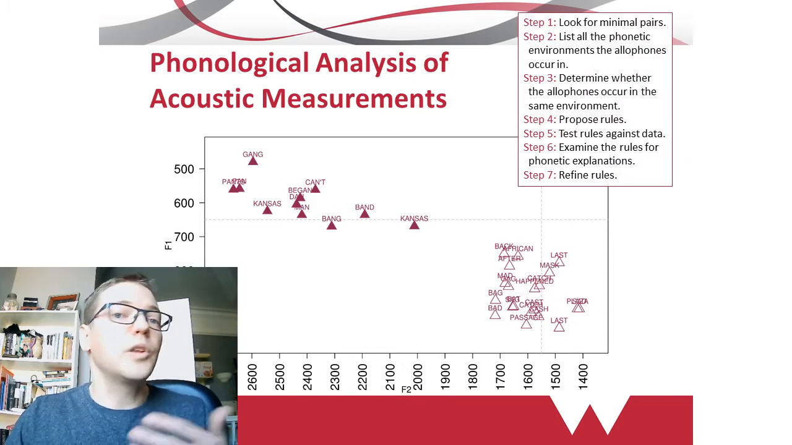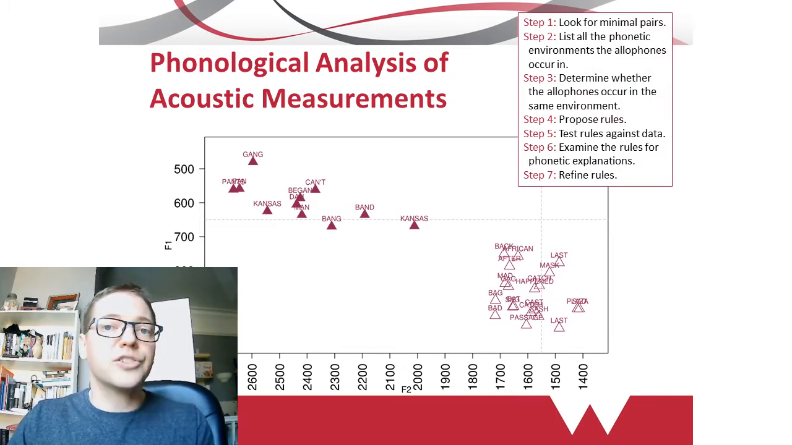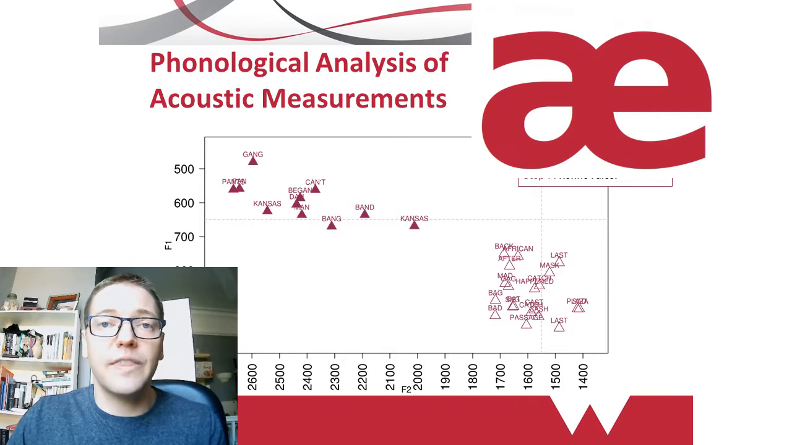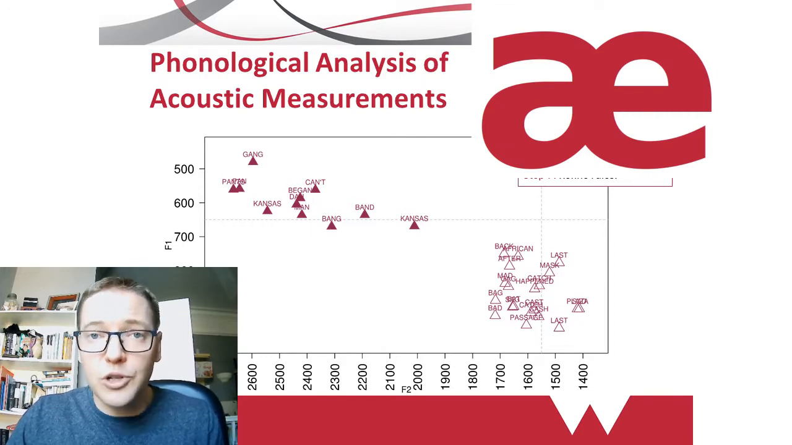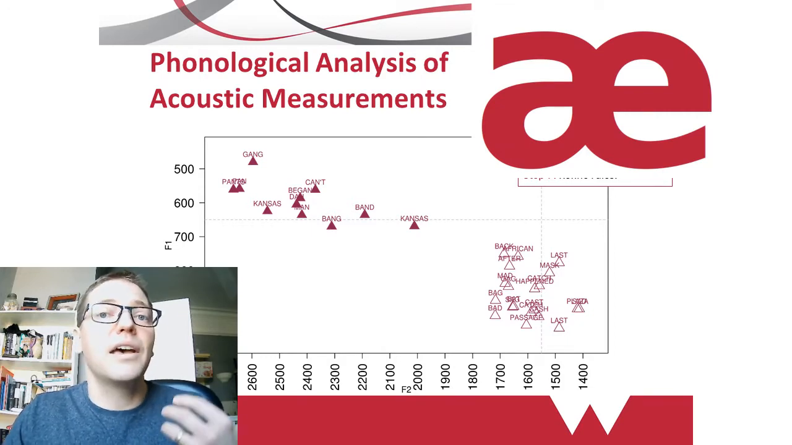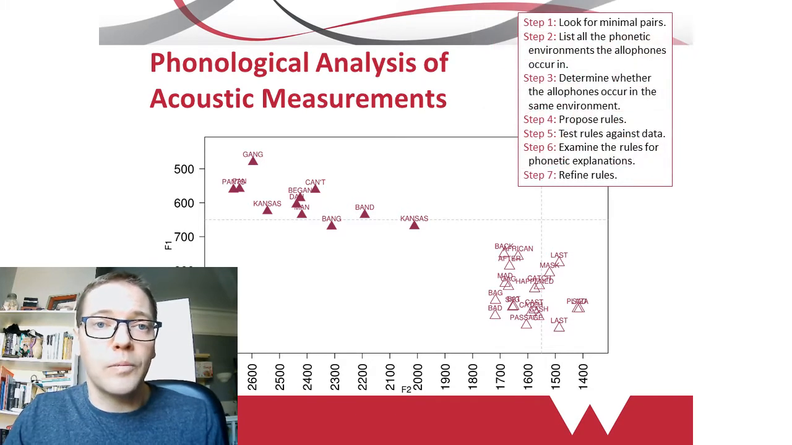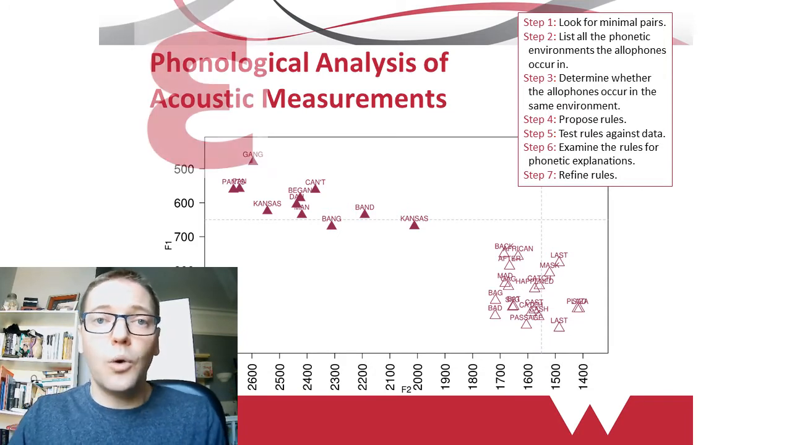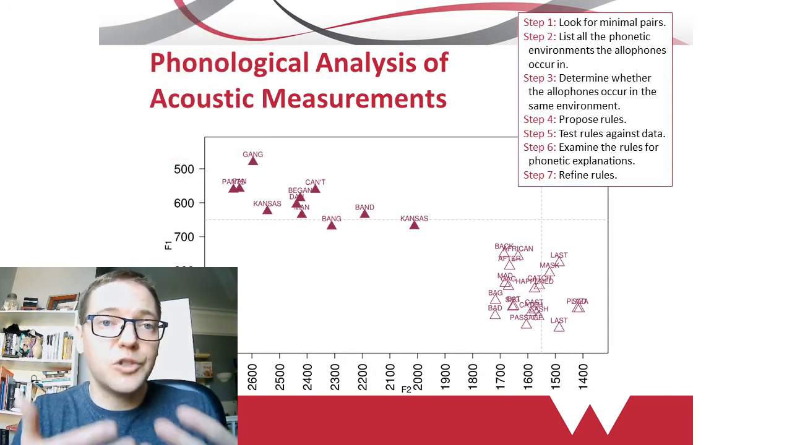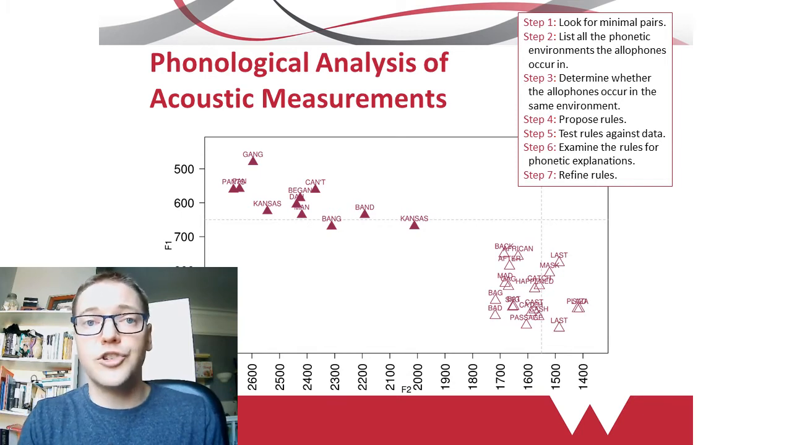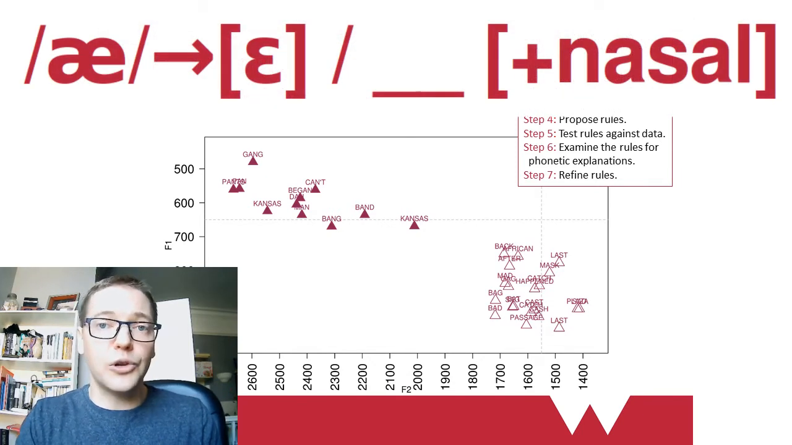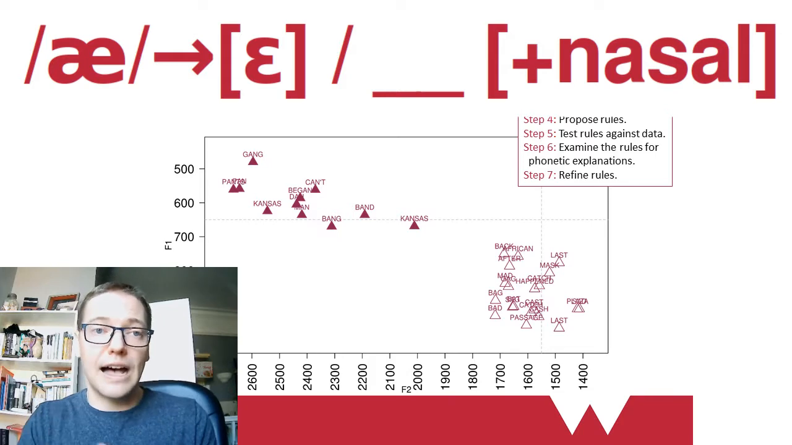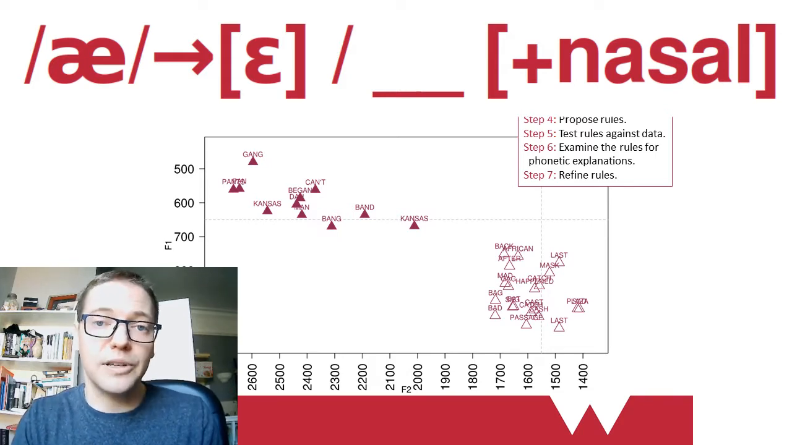In step 4, you'd propose rules. Here it makes sense for the allophone "ah" to correspond to the underlying phoneme, since it occurs in the majority of environments and we can't make predictions about where it will occur. On the other hand, we know that this speaker will always have the allophone "eh" before nasal consonants. So we would propose that in this speaker's variety of American English, the low front vowel is produced as the mid-front vowel when it occurs in the environment of a following nasal consonant.